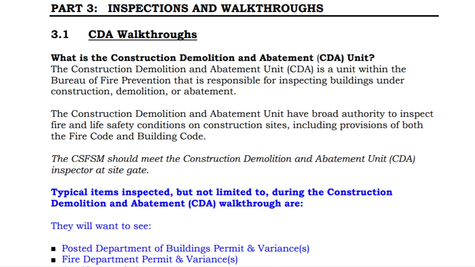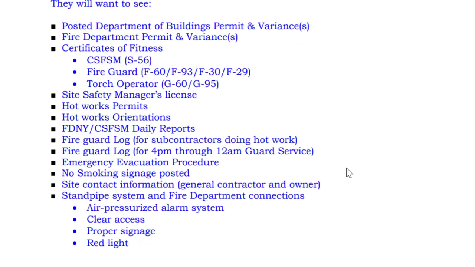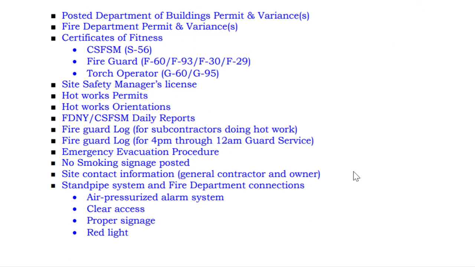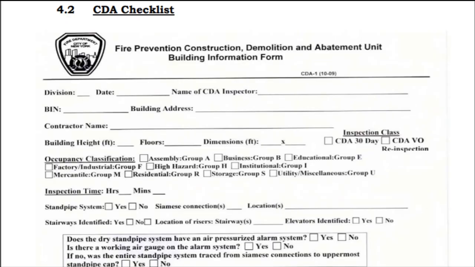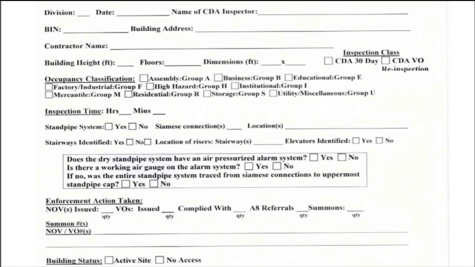building permit and variances, certificates of fitness, fire guards, torch operators, hot work permits, site safety managers' licenses, daily reports conducted by the construction site fire safety manager, fire guard logs, emergency evacuation procedures, no smoking signage, site contact information, including general contact and owner information, standpipe system, and fire department connection, air pressure alarm systems, clear access, proper signage, and proper lighting. This is the standard CDA checklist for when they arrive on site.